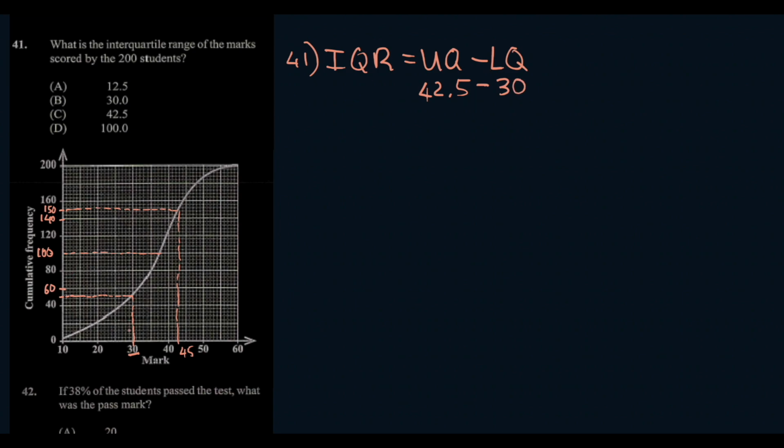So upper quartile is 42.5 and 30 is our lower quartile. So if we subtract that, 42.5 take away 30, we'll end up with 0.5 here, 0. 2 take away 0 is 2. 4 take away 3, 1. 12.5. So our answer is 12.5 for the interquartile range.